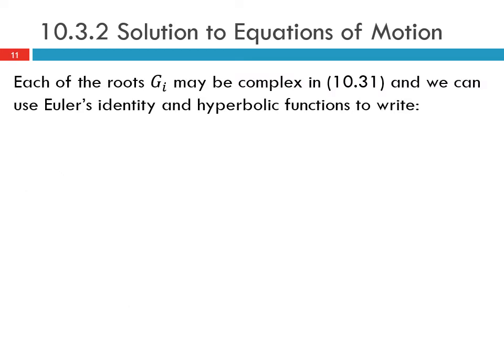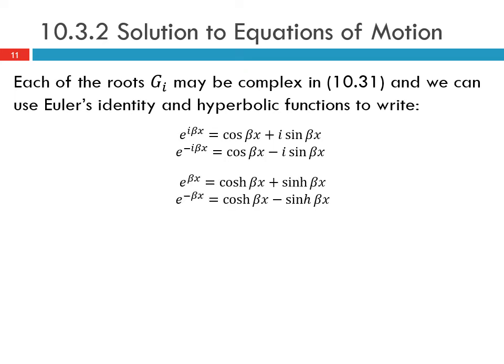Now each of these constants G_i may be complex, and so we can use Euler's identity as well as hyperbolic functions to write these in a different form. We've seen Euler's identity before, so we know that e to the i beta x can be written as cosine beta x plus i sine beta x, and e to the minus i beta x is cosine beta x minus i sine beta x. And using hyperbolic functions, we can say that e to the beta x is equal to hyperbolic cosine beta x plus hyperbolic sine beta x, and e to the minus beta x is hyperbolic cosine beta x minus hyperbolic sine beta x.